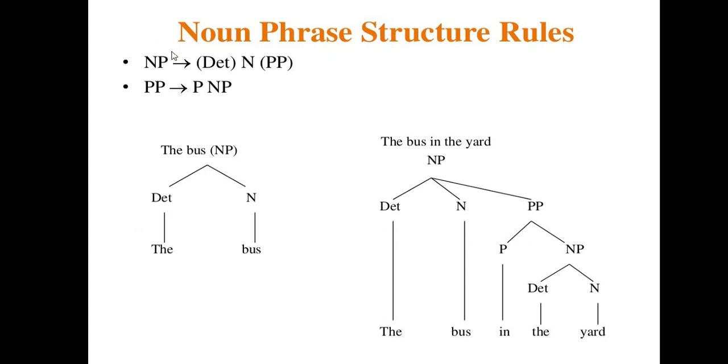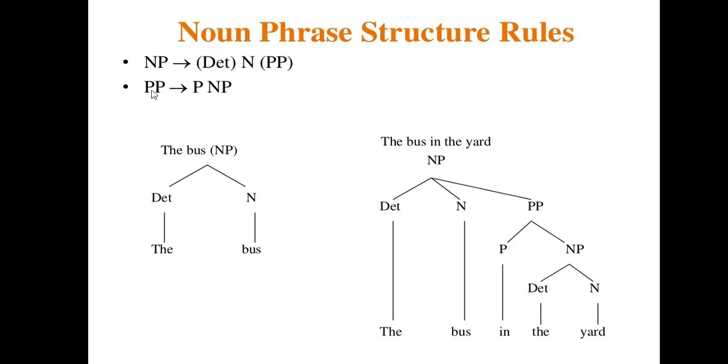Here we have the NP. Remember the formula: NP, Det, N, PP. Remember, the parenthesis means optional. The determiner is optional, and also the PP, the prepositional phrase, is optional in this case. We only need a noun because it is a noun phrase. It must have a noun.